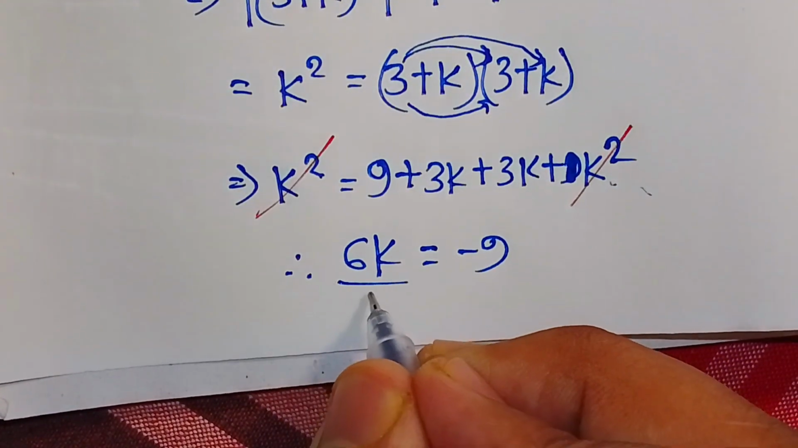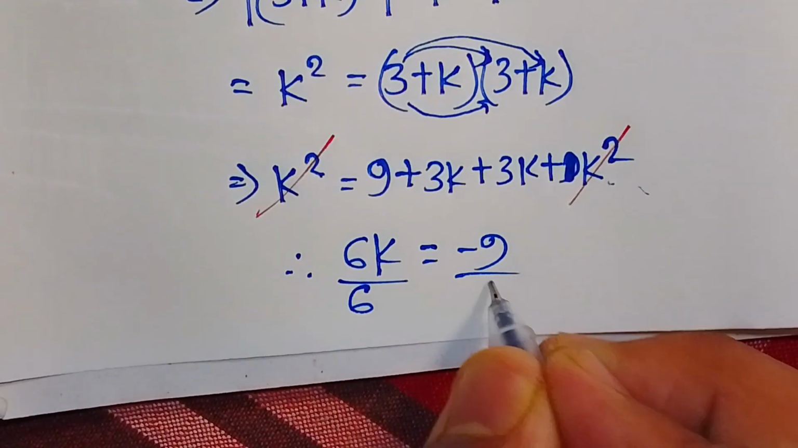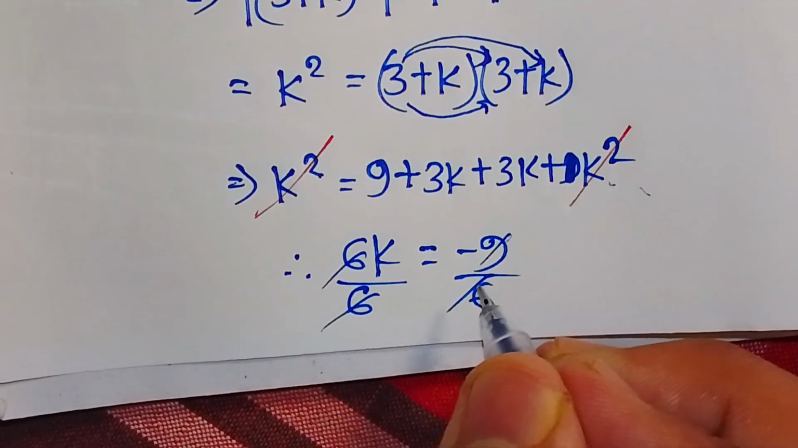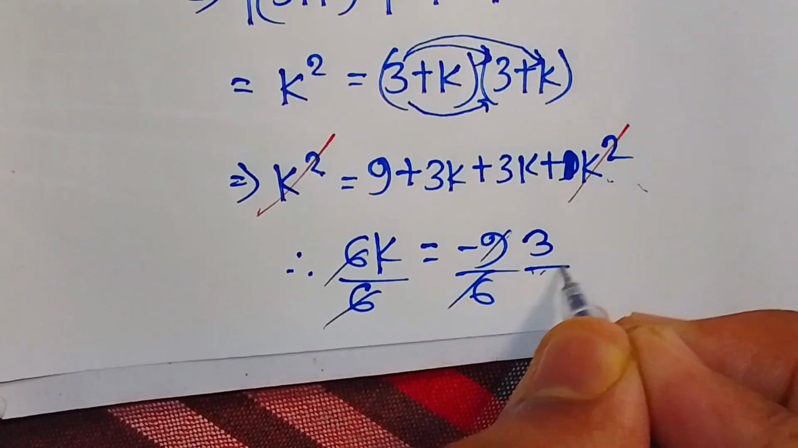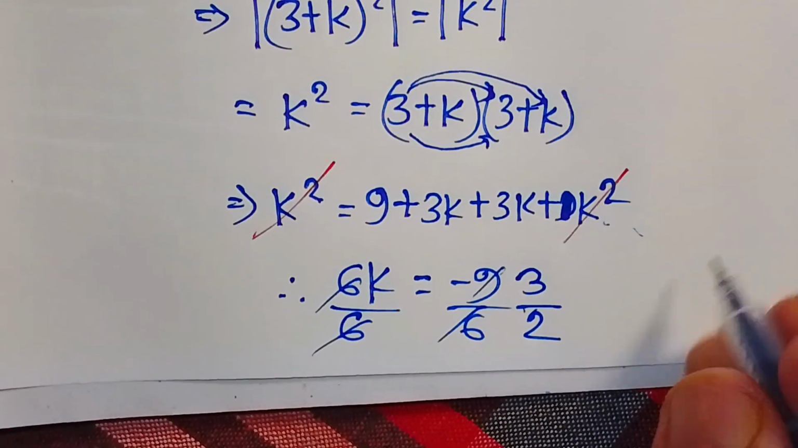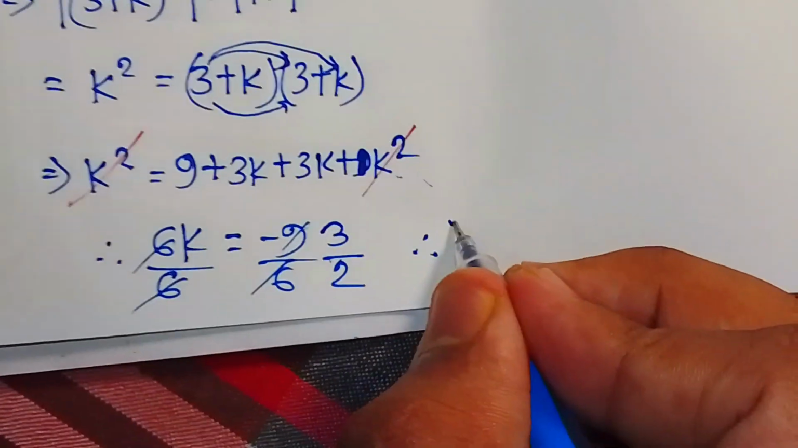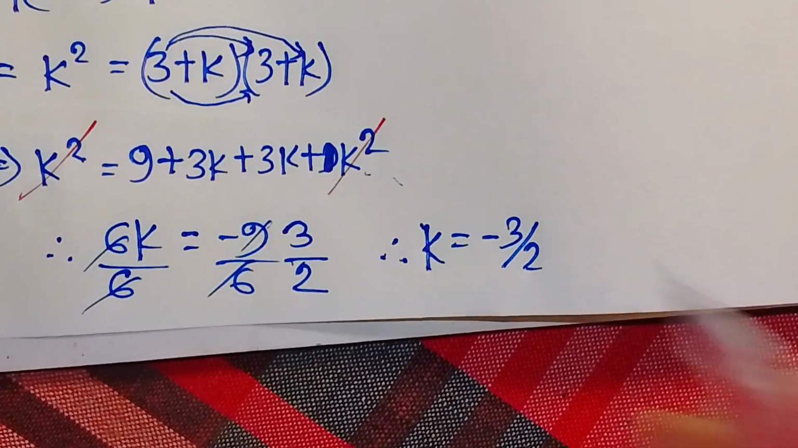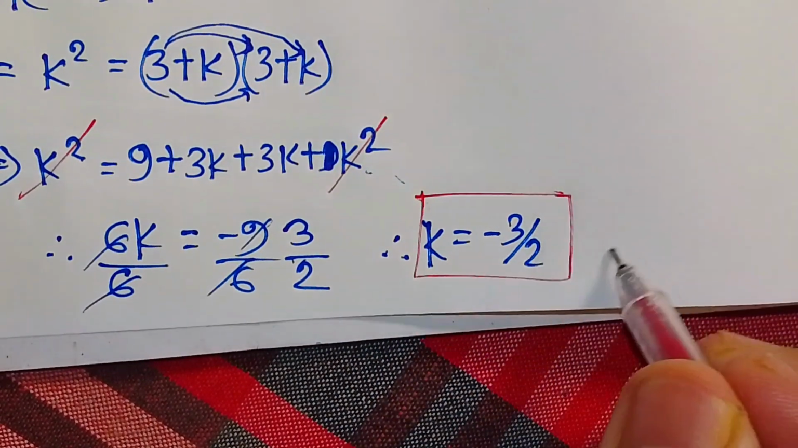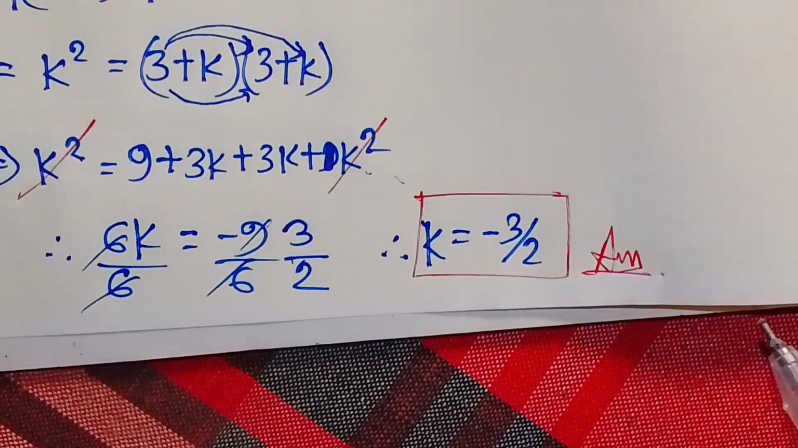Now we'll divide both sides by 6, then we'll get the single value of k is equal to minus 3 by 2. So guys, we get our answer of this exponential solution, k equal to minus 3 by 2. This is our answer, but it is not done yet.